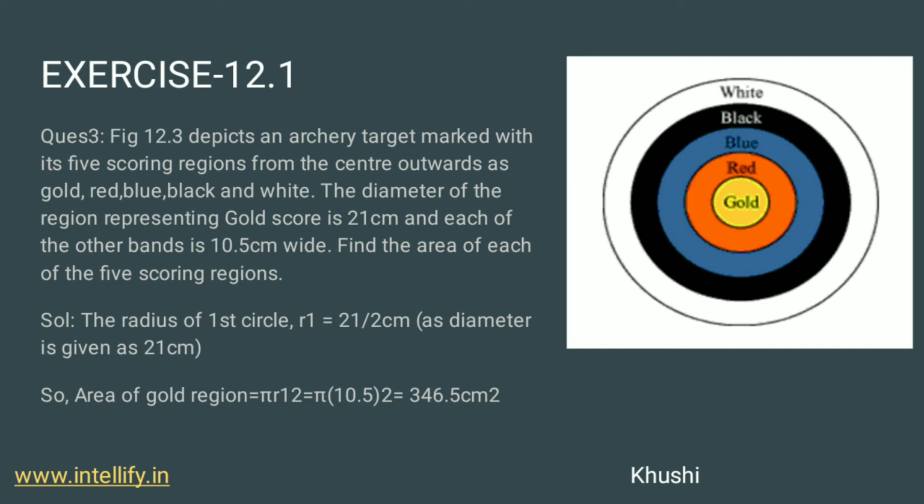So here the solution is: the radius of the first circle will be half of the diameter. As the diameter is given to us as 21 cm, we will halve it and that gives us the answer 10.5 centimeter. Now we are going to find out the area of the gold region. As we know, the area of a circle is pi r square, so here the area of the gold region is pi multiplied by 10.5 square, that gives us the answer 346.5 centimeter square.